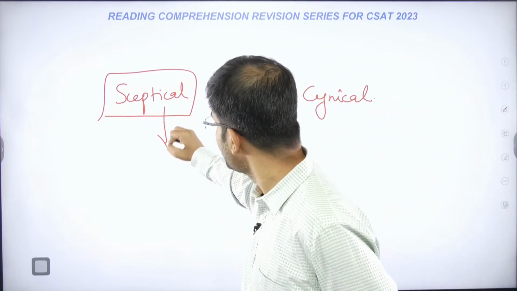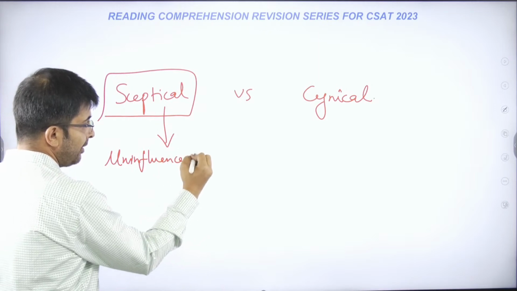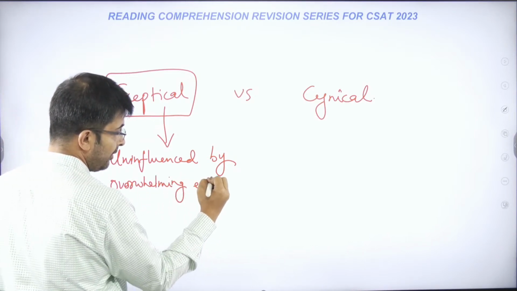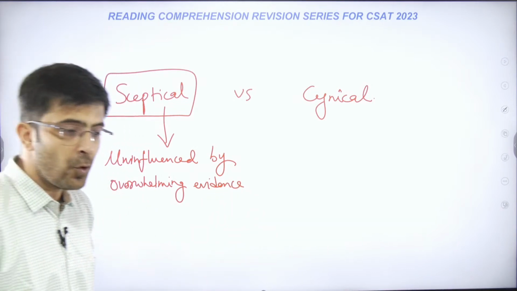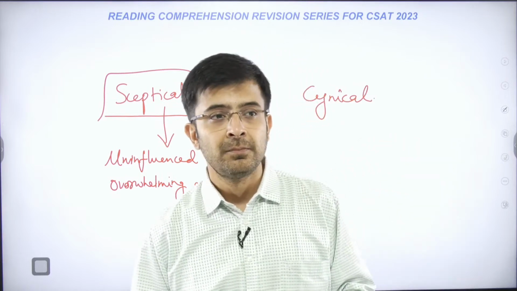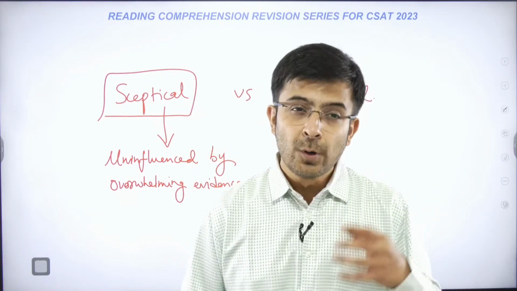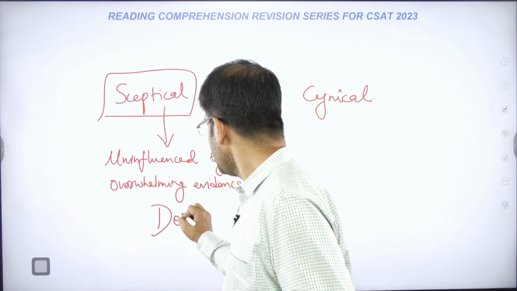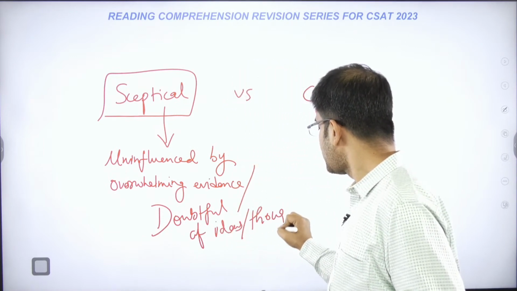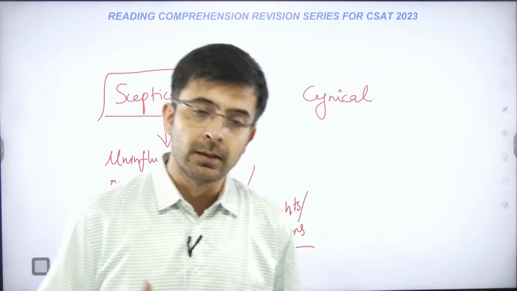Skeptical is: there's overwhelming evidence and yet the person wouldn't change their stance. The person is stubborn in their ignorance. They refuse to be enlightened. That is skeptical. You are doubtful. You can also write this here: doubtful of ideas, thoughts, actions. Okay, that's skeptical. Now cynical.